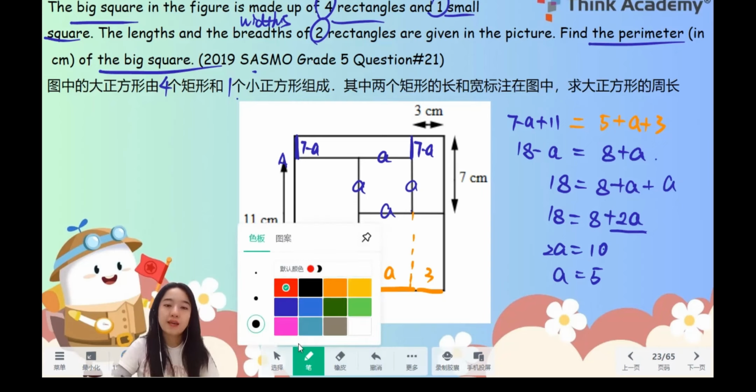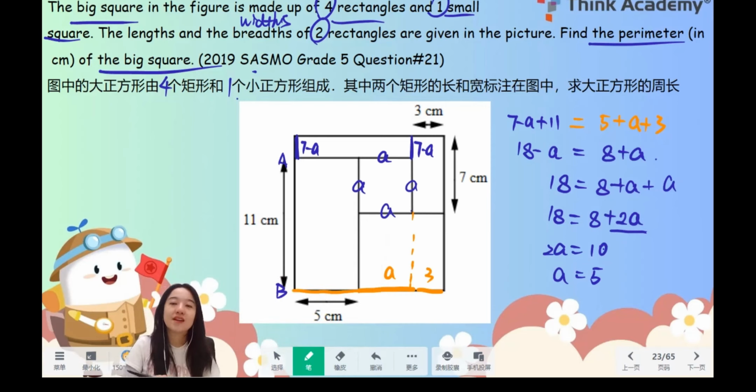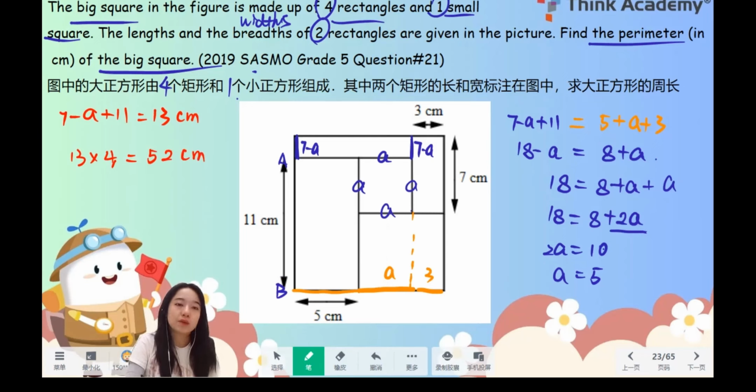After we have found a, to find the side length, you just need to replace a by 5. If we replace a by 5 on the left, we will get 13 centimeters. And the perimeter should be the side length multiplied by 4, so it is 52 centimeters. In this way, we get that the perimeter of the big square is 52.